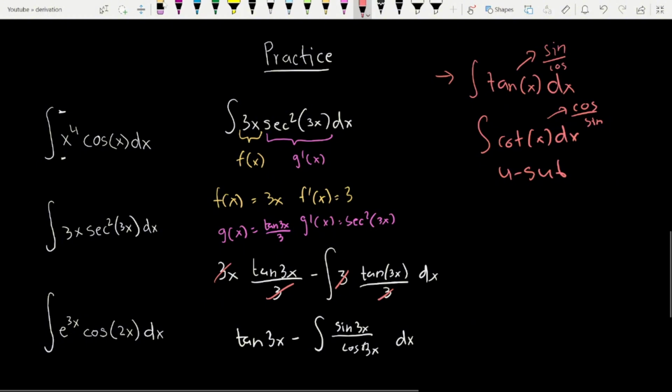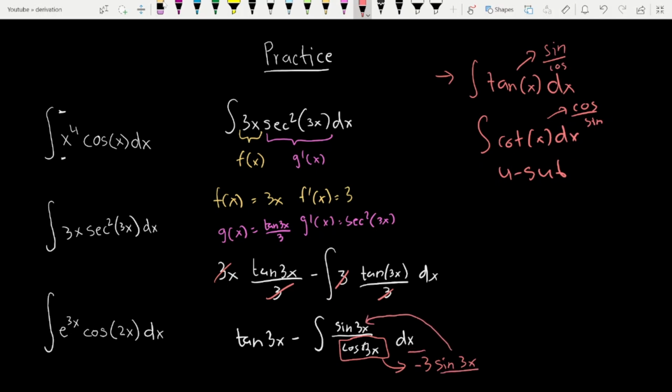And then this thing right over here, when you differentiate it, is going to become negative 3 sine 3x. You already have this part up there, and the numbers don't really matter, so you can apply u-substitution on this as well, and it's going to solve for you.